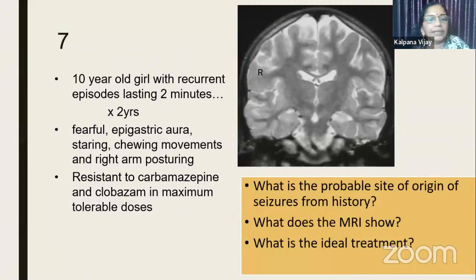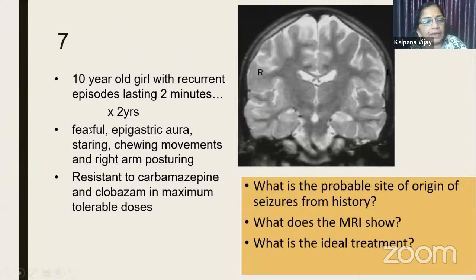Then a 10-year-old girl with recurrent episodes of fearful epigastric aura, staring, doing movements, and posturing of the right upper limb. She is on optimal dose of carbamazepine and clobazam, but is not responding to treatment. So what is the probable site of origin of seizures?